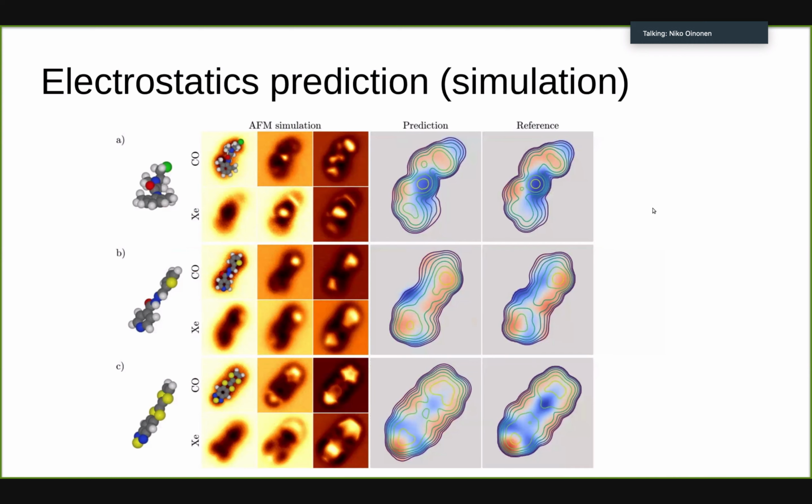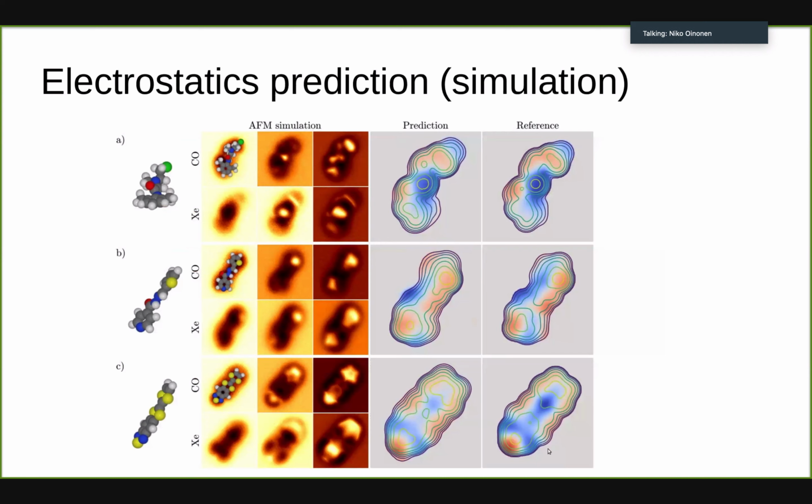So for the electrostatic prediction, again starting with the simulations, we have three example cases. And again, here the input now is two sets of AFM images, one image with the CO tip and the other with the xenon tip, where you can see that we get quite different contrast of the same sample using the two different tips. And then on the right side, we have the prediction and the reference for each case, and we find that the predictions are quite good in every case. And in this case, the height map is shown as this contour map in order to put it into the same image.